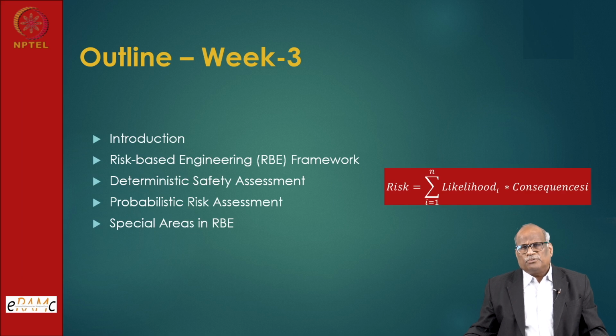And when we want to do this for a complex engineering system, there are n number of scenarios. So i equals 1 to n, and for each scenario, what is the likelihood and what are the consequences, and the product of these will give us the net risk from a particular complex engineering system.